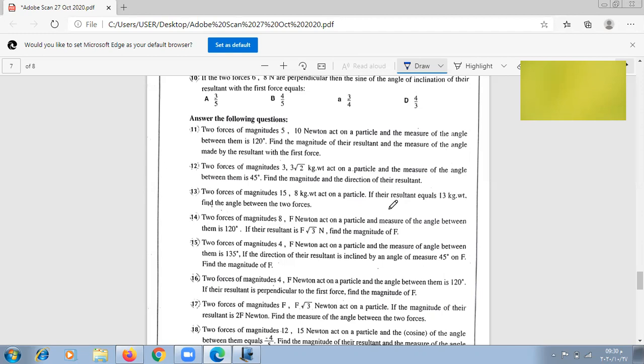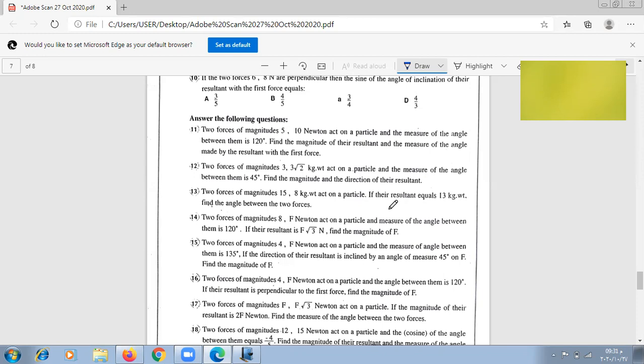We have to notice that the first rule has four elements: F1, F2, R, and alpha, the angle between the two forces. If you have three elements of the four, we use the first law. Similarly, the second law also has four elements: theta, the angle between the first force and the resultant, alpha, the angle between the two forces, F1 and F2.